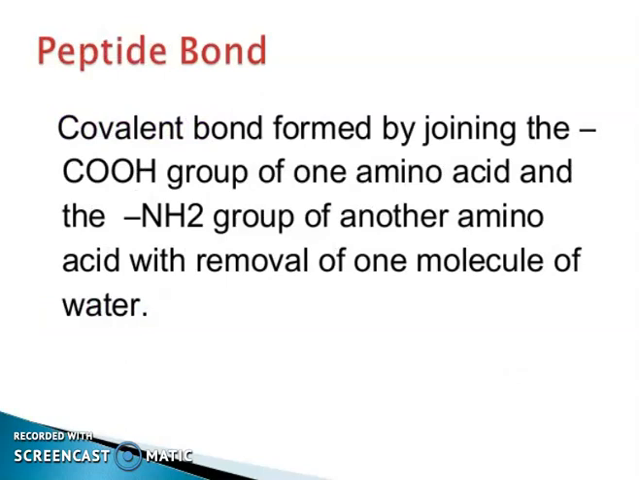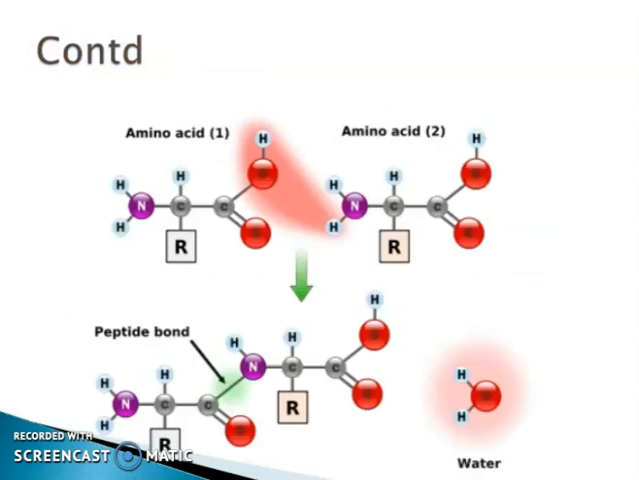Peptide bond: a covalent bond formed by joining the C-OH group of one amino acid and the NH2 group of another amino acid with removal of one molecule of water. Amino acid 1, amino acid 2, and the peptide bond. You can see here how the peptide bond is formed by removal of water.